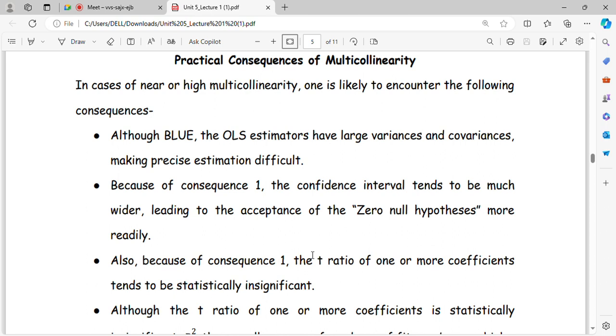Because of consequence 1, the confidence interval tends to be much wider, right? The confidence interval will increase because we know that in the confidence interval there is a term of variance. So if variance increases, the confidence interval will increase, right? So this will lead to the acceptance of the zero null hypothesis more readily. We are accepting the zero null hypothesis more readily. That can lead to kinds of error.